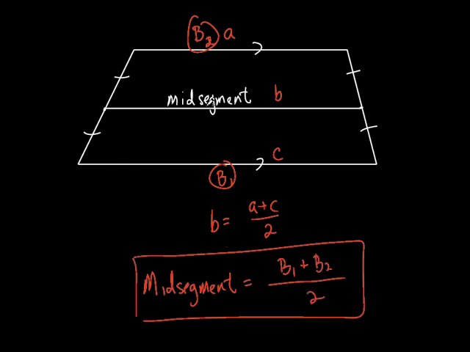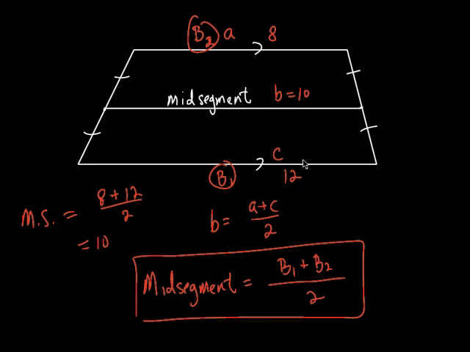Pretty easy, huh? Let's stick some numbers in here and see what we can do. Let's say that's 8, and let's say that's 12. Okay, so watch this. If I wanted to find the midsegment, it's pretty simple. We'll just call it MS for midsegment. So the midsegment is 8 plus 12 divided by 2. That's 20 divided by 2, which is 10. So that is 10. Simple as that.